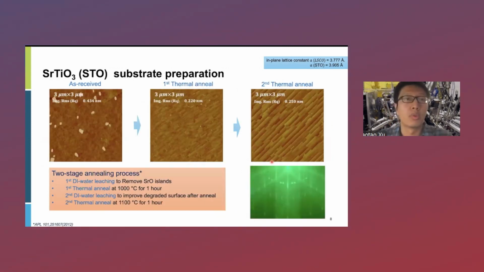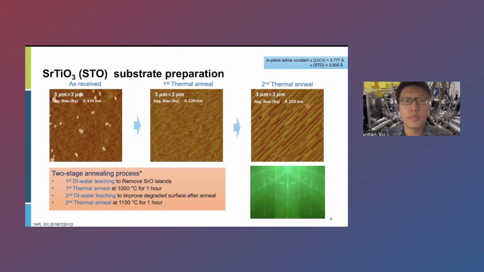It's very similar for the STO substrate. Here we have adopted this two-stage annealing process. As we can see, as-received substrates usually are full of defects and don't have clear steps. After this two-stage process, we see this substrate has clear step terraces, and the surface roughness is 0.25 nanometer, which is less than the height of one monolayer.